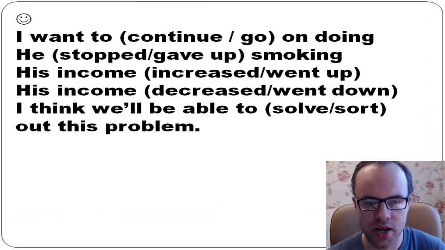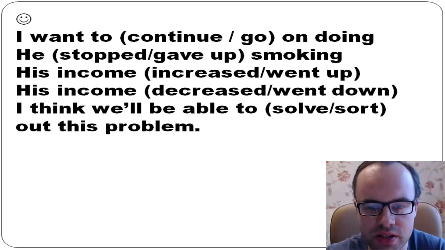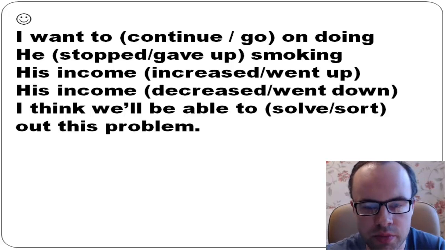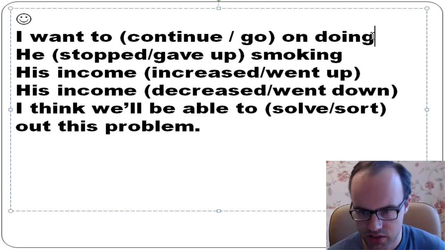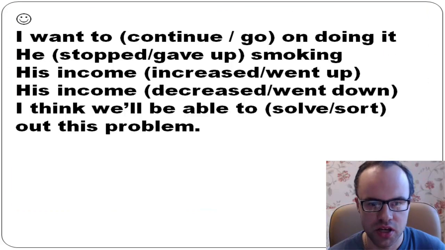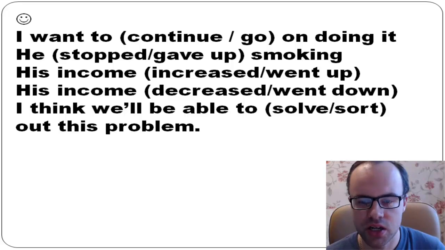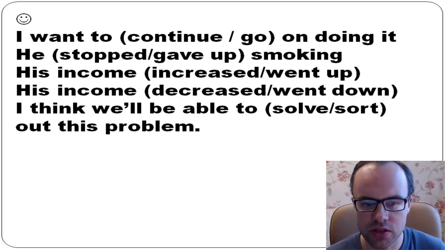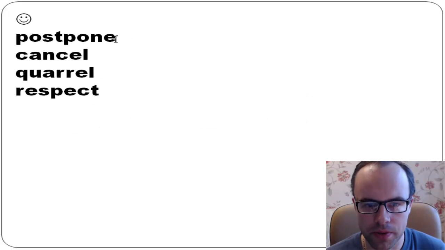Okay, so let's actually repeat all the sentences, but we'll be using just phrasal verbs. I want to go on doing it. He gave up smoking. His income went up. His income went down. I think we'll be able to sort out this problem. And you can make up your own sentences with these phrasal verbs. It will be a great practice. Okay, but that's not all. Let's go on anyway.